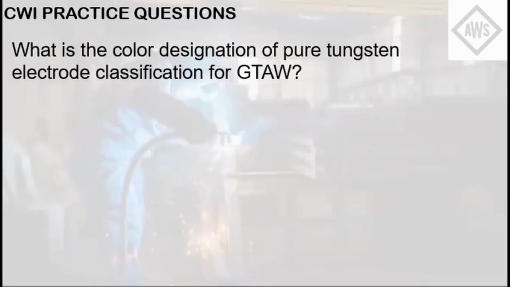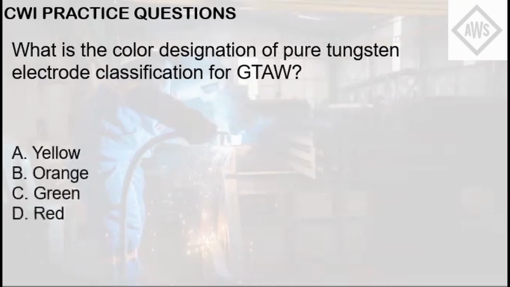Next question. What is the color designation of pure tungsten electrode classification for GTAW? Letter A, yellow. Letter B, orange. Letter C, green. Letter D, red. So there's no way around this question but to memorize the different electrode classifications for GTAW, or the designation for the electrode classification for gas tungsten arc welding. So for pure tungsten, the color designation is letter C, green. So something to remember, as this is a common question in the CWI exam.